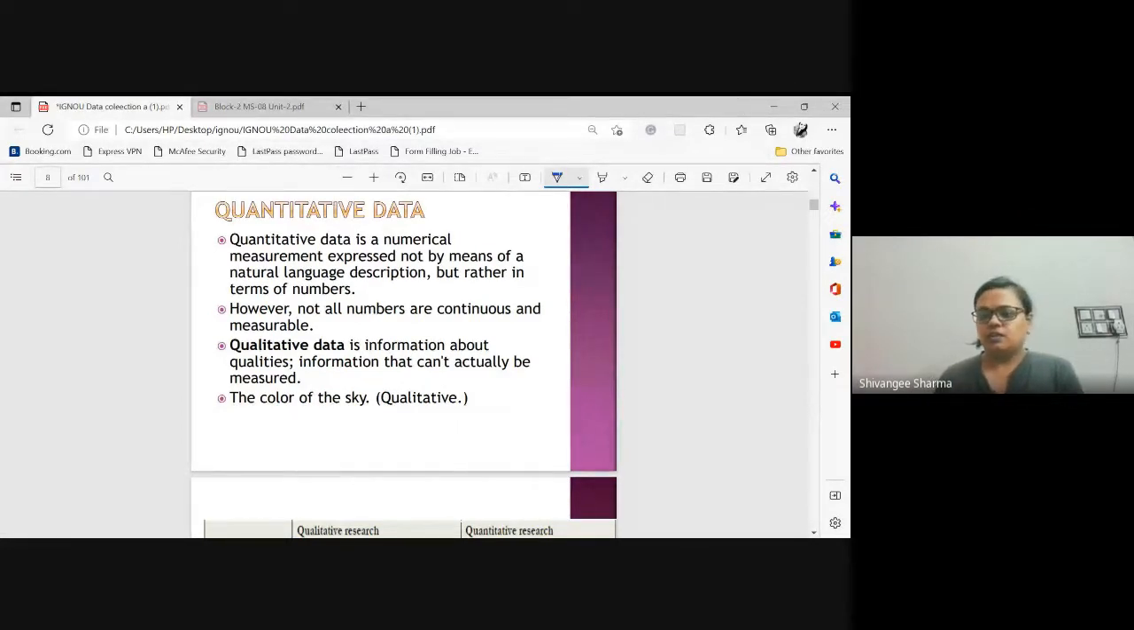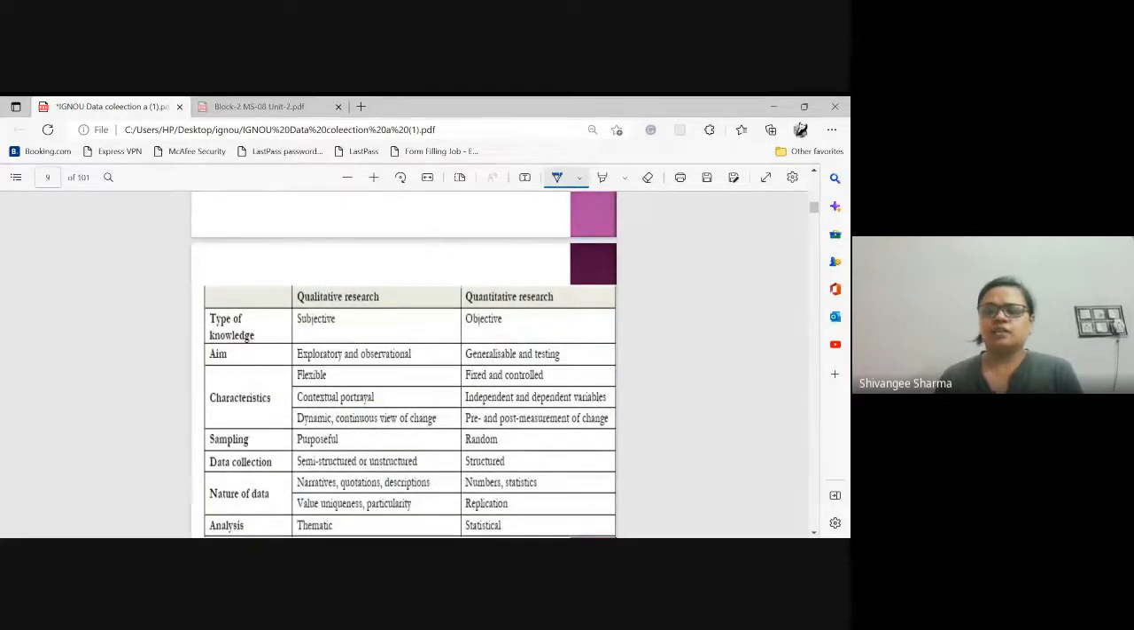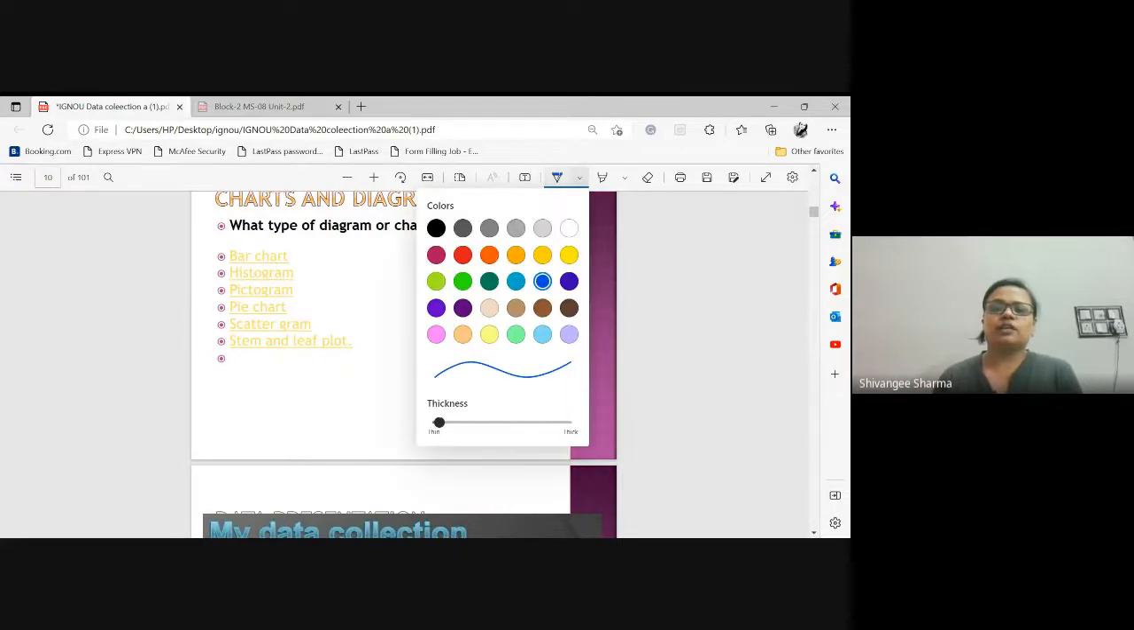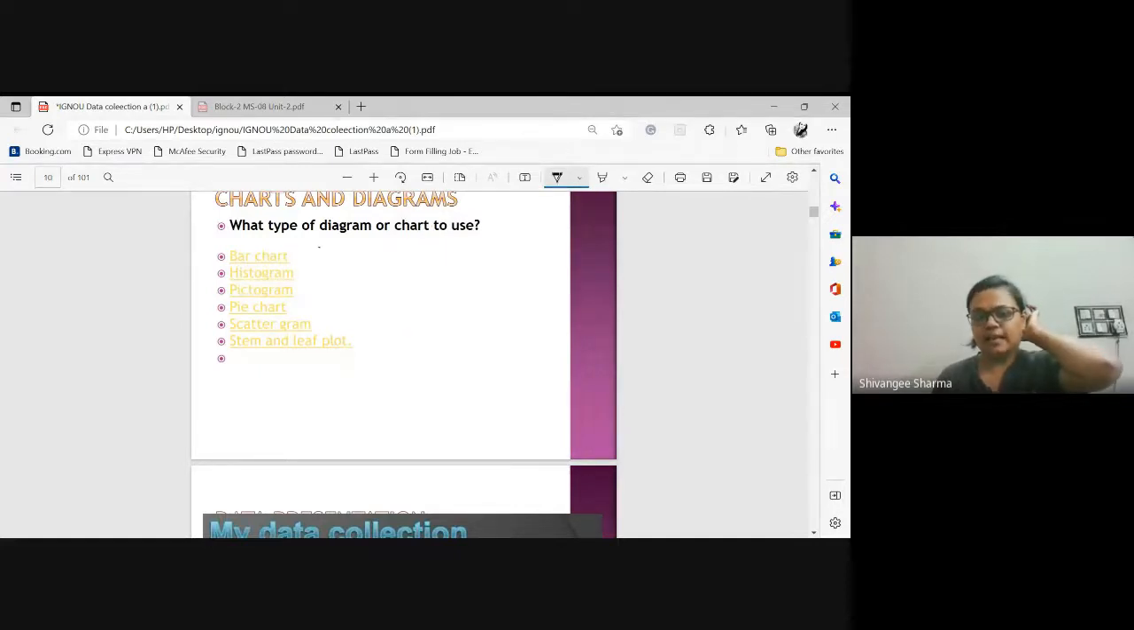Okay, so now this is what data collection is basically, how you collect, what is primary data. Now, once you have collected your data, then you need to represent your data, right? So representation can be in the form of charts and diagrams, right? So these are the names of the charts, like bar chart is there, histogram is there, pictogram is there, pie chart, scattergram or scatter diagram is the more appropriate word. And we have stem and leaf plot to represent that data.